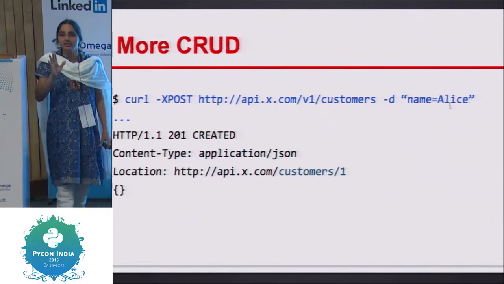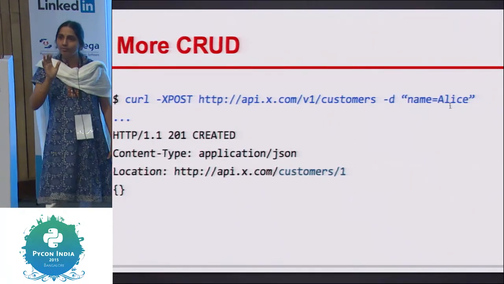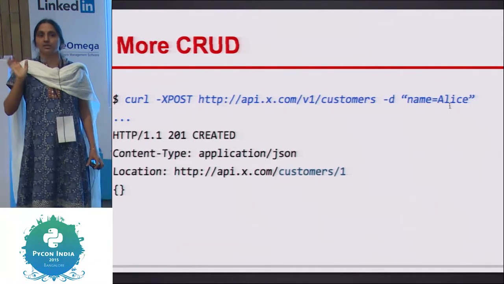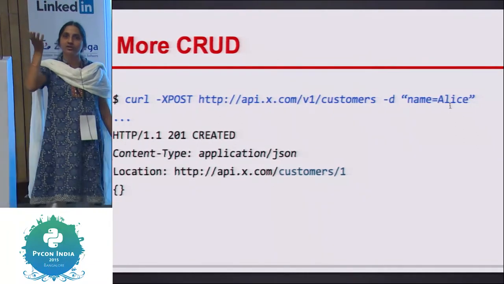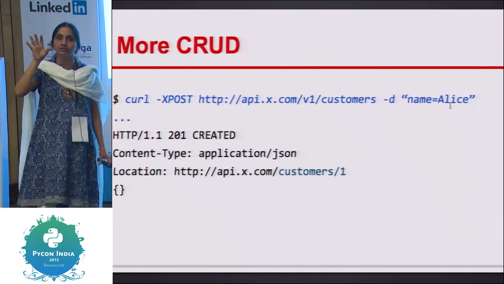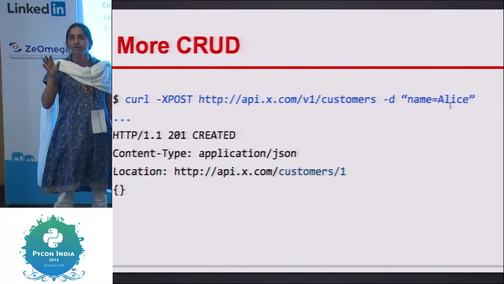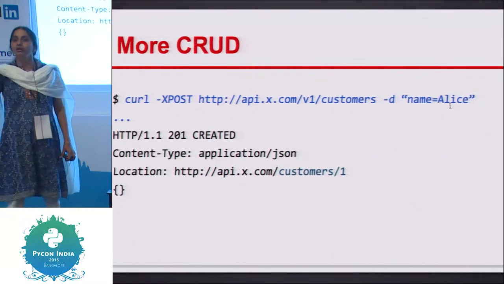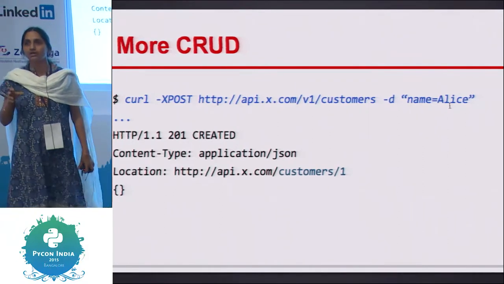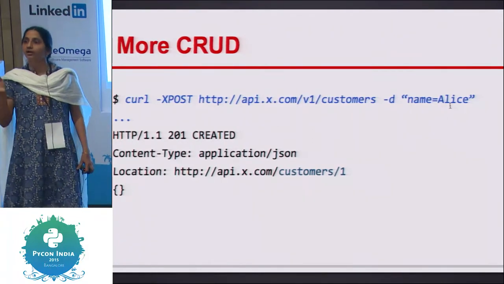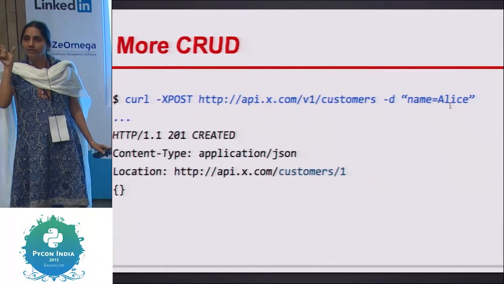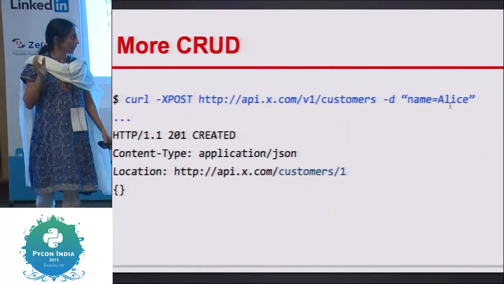So the client is knowledgeable only about the API URLs, nothing else. How the server is adding the customers, where the server is adding the data, whether it is maintaining it in an RDBMS or a NoSQL database or in a flat file system, I don't care. The client doesn't care. It just knows the URL, nothing else.